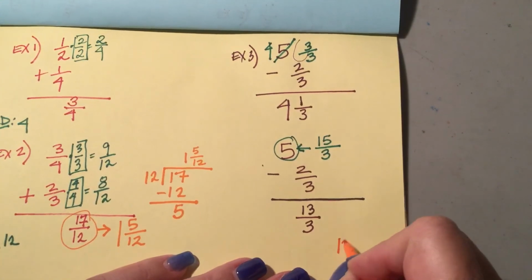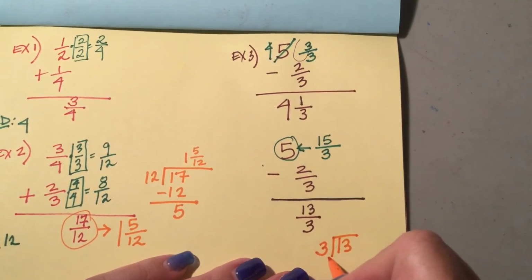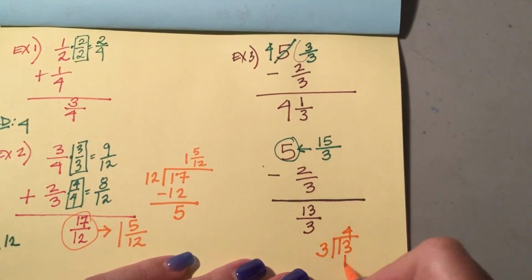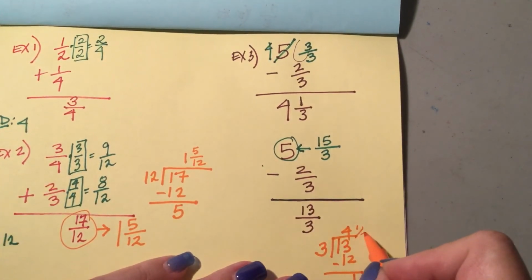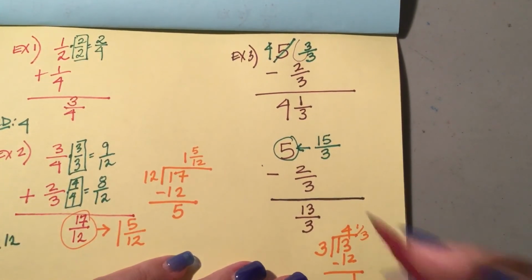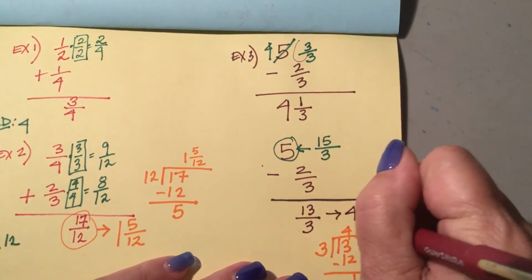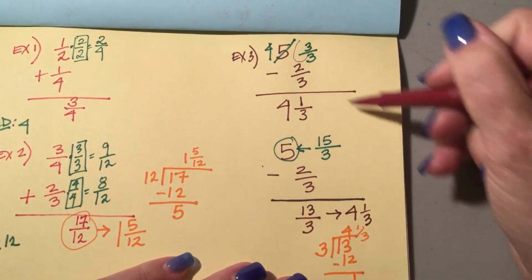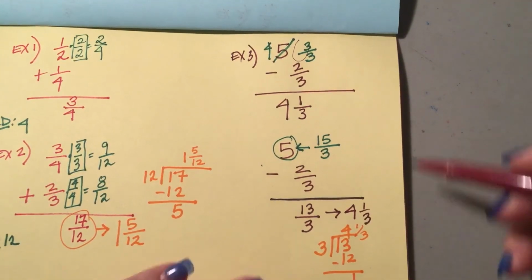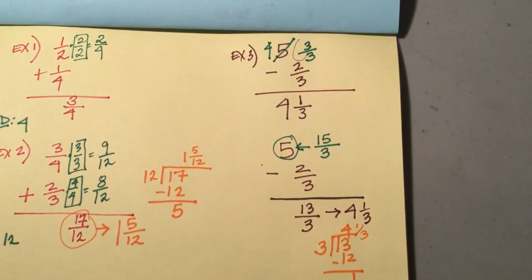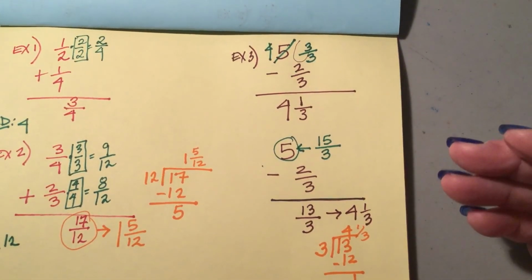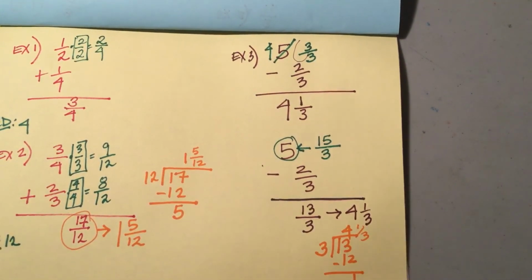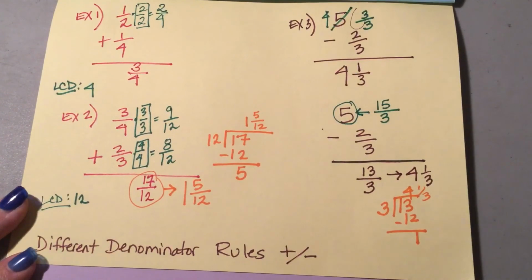So you're going to have to put 13 in the house, 3 outside. 3 goes into 13 4 times. 1 left over. So there's that 4 and 1/3. So this is going to reduce down to 4 and 1/3. Same answer we got before, right? So that's another way of doing it. So that's 2 different ways to do a subtraction problem when borrowing's involved. So hopefully this different denominator idea makes a little bit of sense to you more.